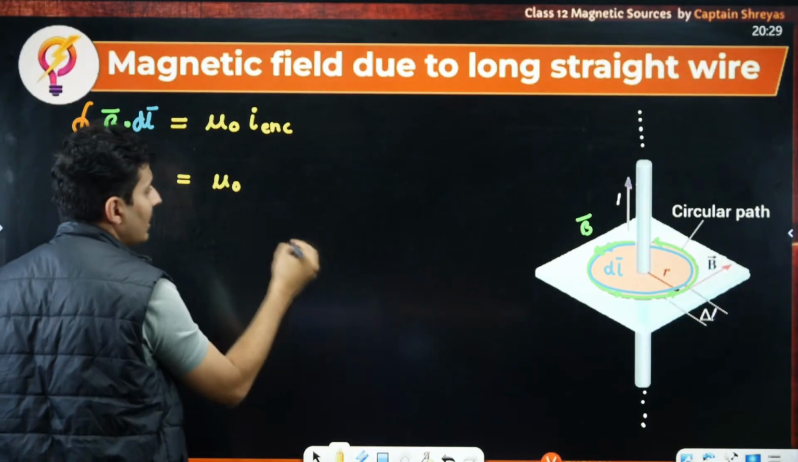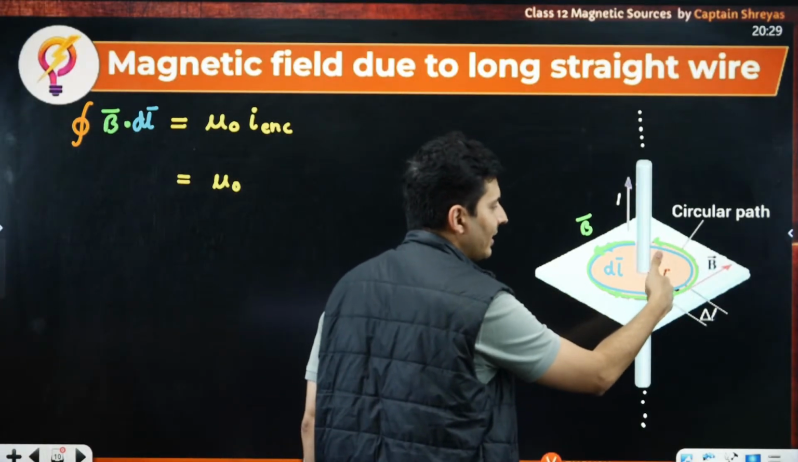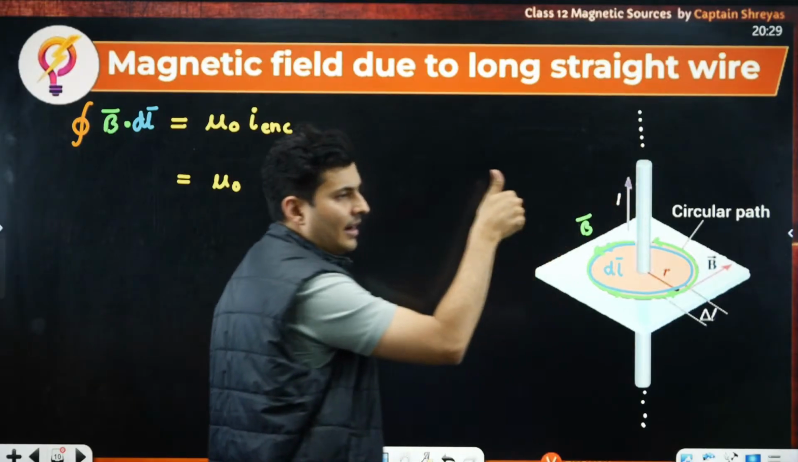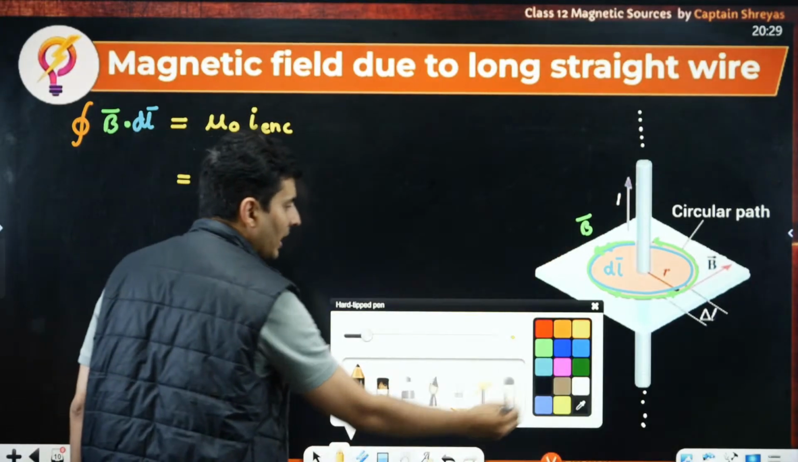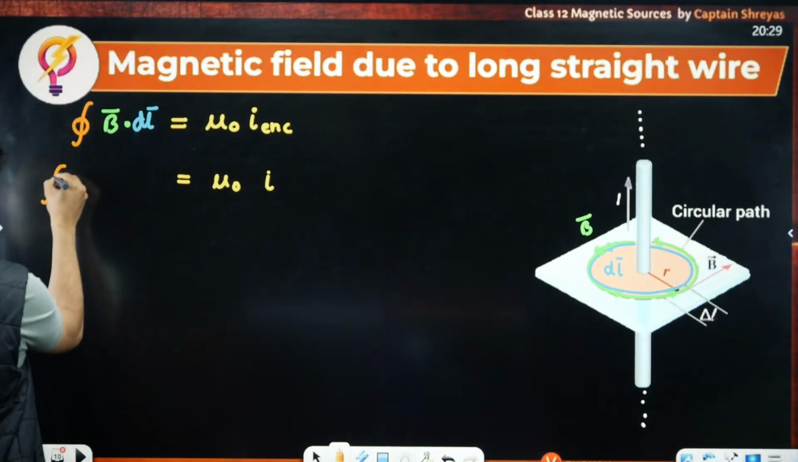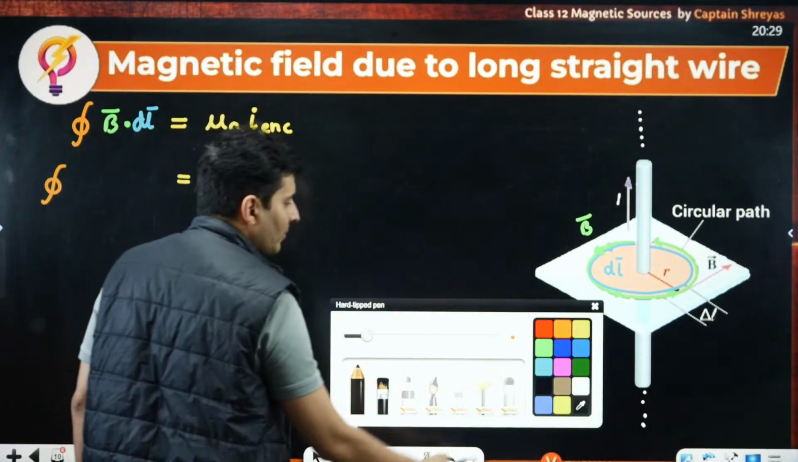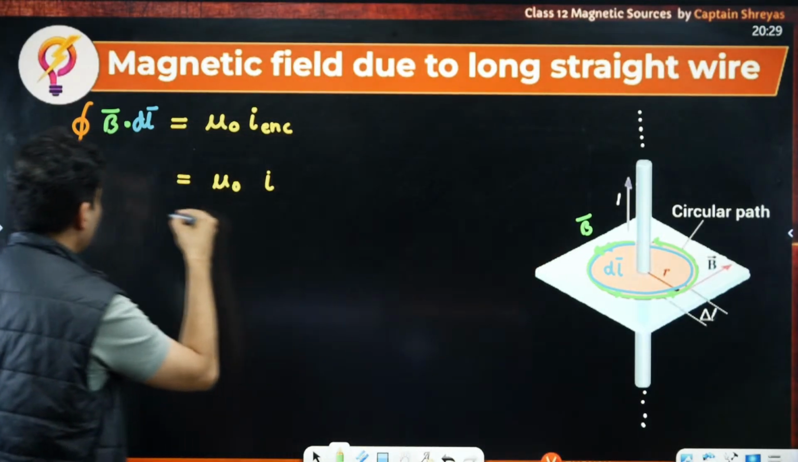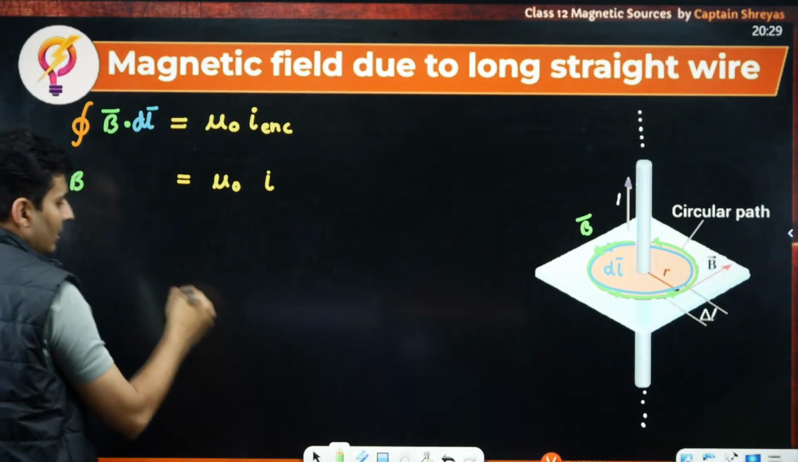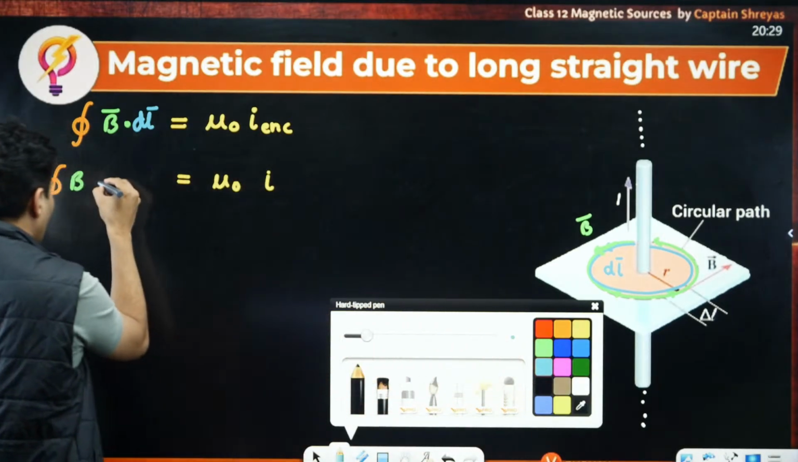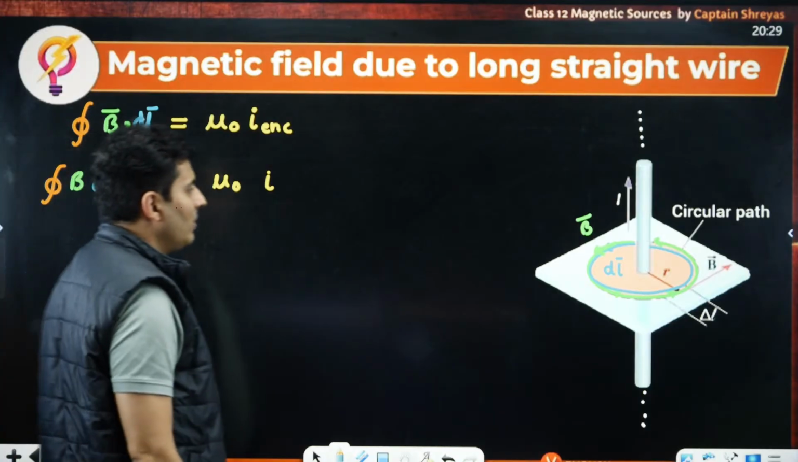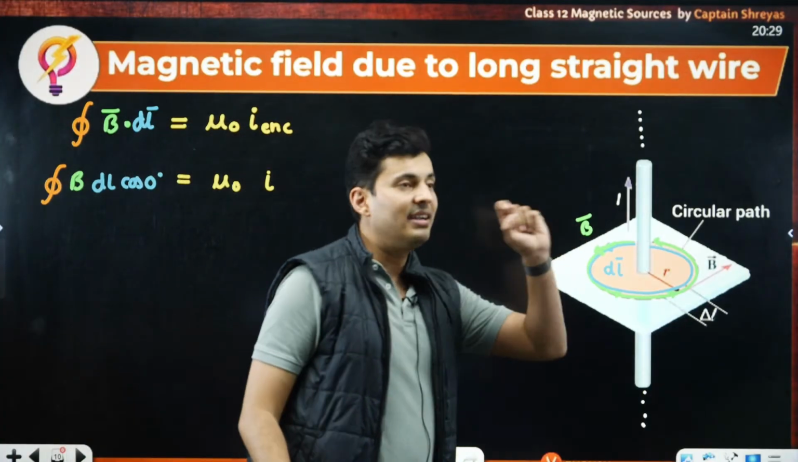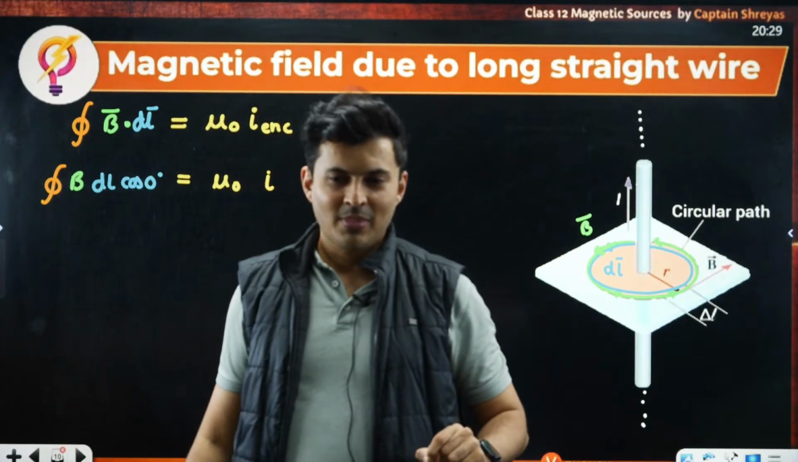On the right hand side, I clearly can see if I curl my fingers, the thumb goes up, which is in the direction of the current. So that current is obviously positive. Okay, fair enough. Now what will be B dot dl? Observe carefully, the angle between them is 0. So it will be B into dl into cos of 0, because everywhere B and dl are parallel.